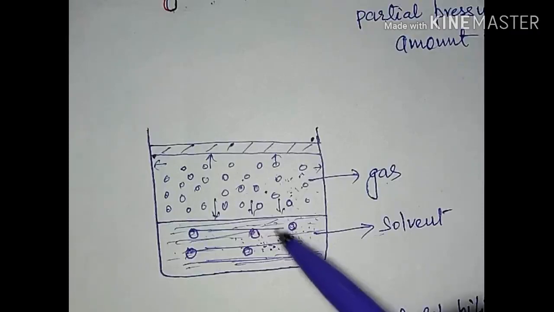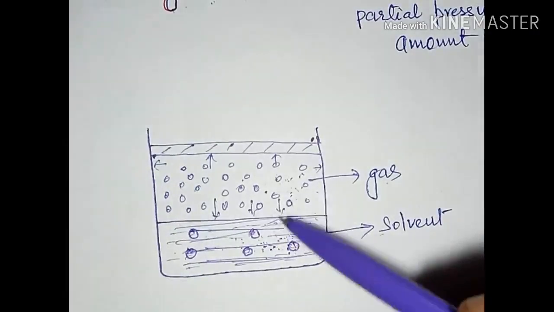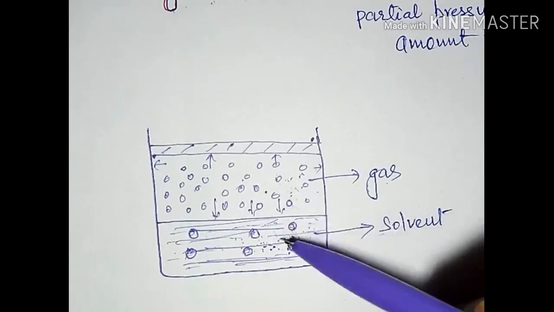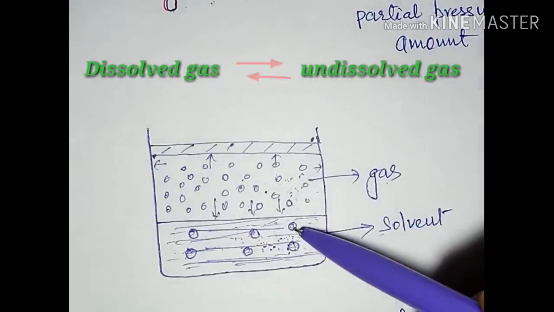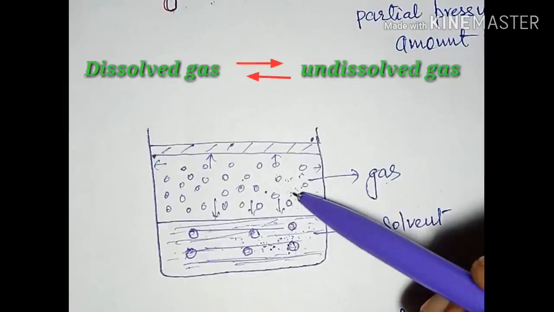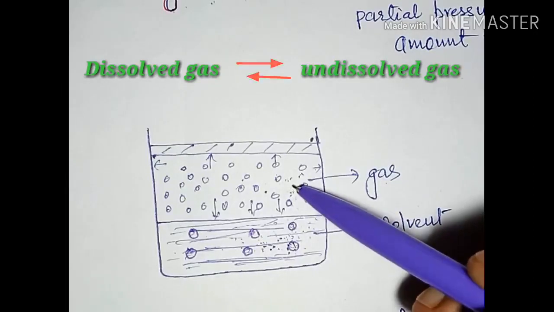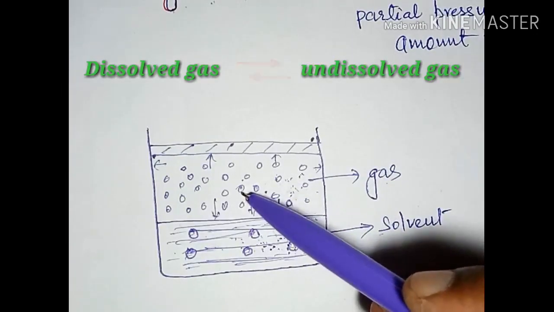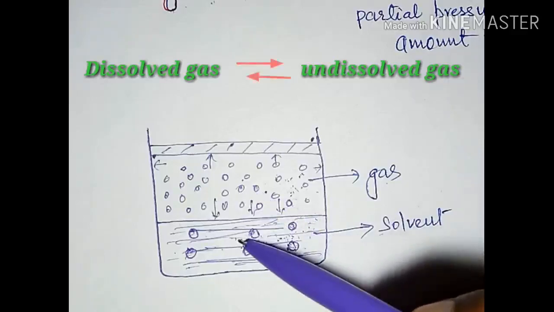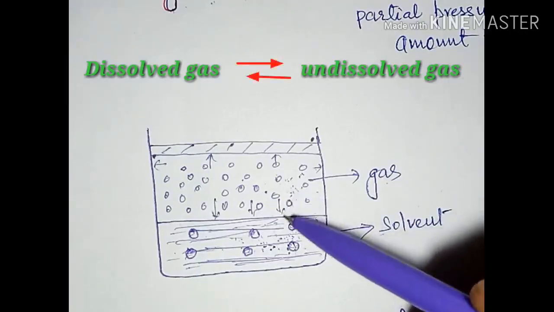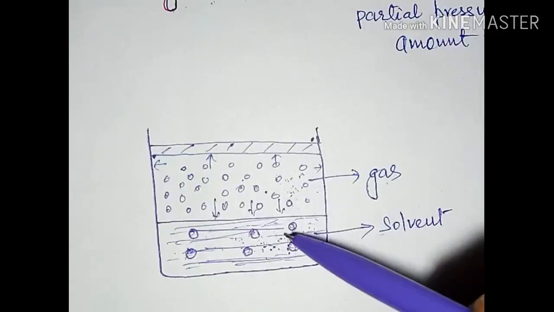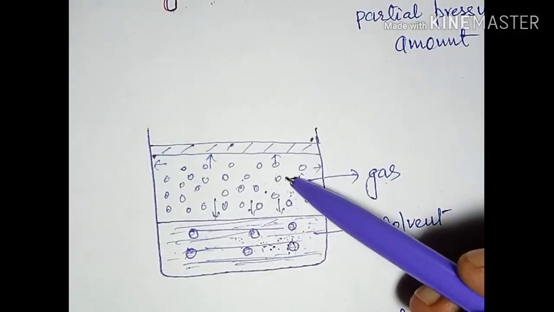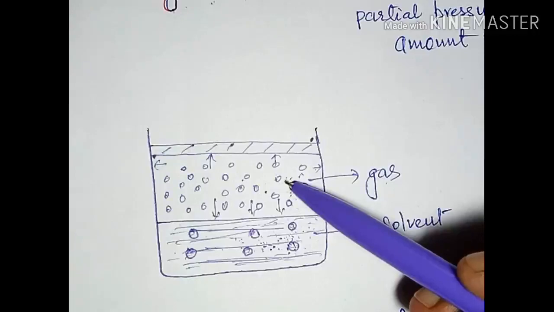Another thing we must discuss here is that there is a dynamic equilibrium between the dissolved and undissolved gas. Dissolved gas is constantly coming into the gas phase, and the molecules of the gas in the gas phase are coming into the solution, and an equilibrium is set up between the amount of dissolved gas and undissolved gas.